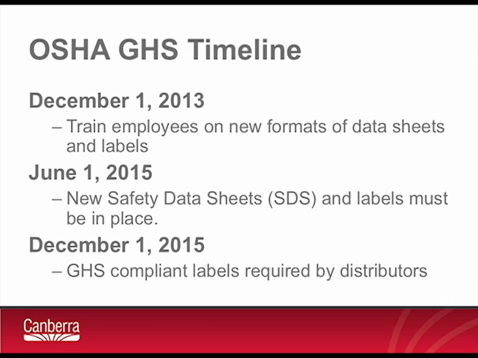There is a mandated timeline. By December 1st of 2013, any employee that is exposed to hazardous chemicals must be trained on the new label formats and the new 16-part safety data sheet. By June 1st of 2015, the new safety data sheets and labels must be in place. And 6 months later, December 1st of 2015, distributors will be required to have GHS compliant labels.